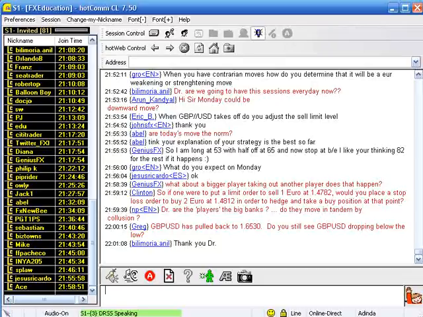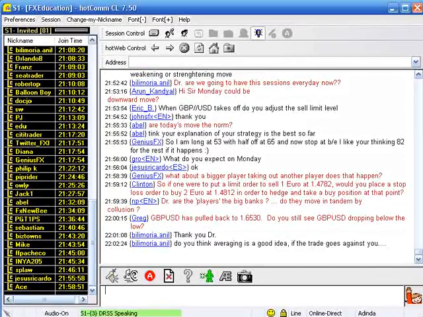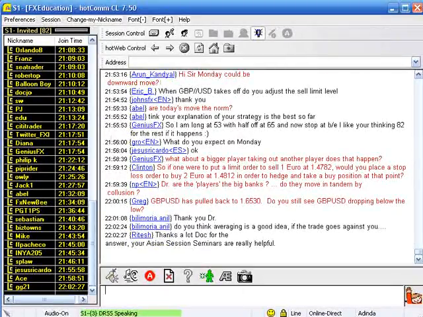Okay. If one were to put a limit order to sell €1 at 1.4782, would you please place a stop loss order to buy €2 at 1.4812? Yeah, that is referred to as a double stop. And that is another trading strategy. You try to do this sort of trade before the data release, because after the data release there could be a quick upward spike or a downward spike.